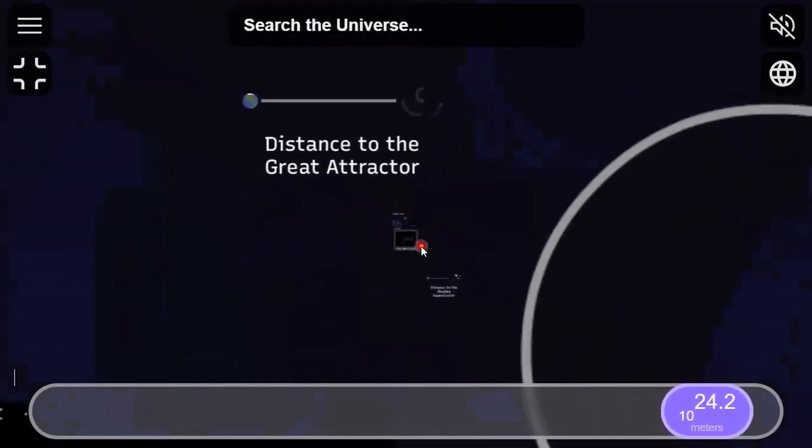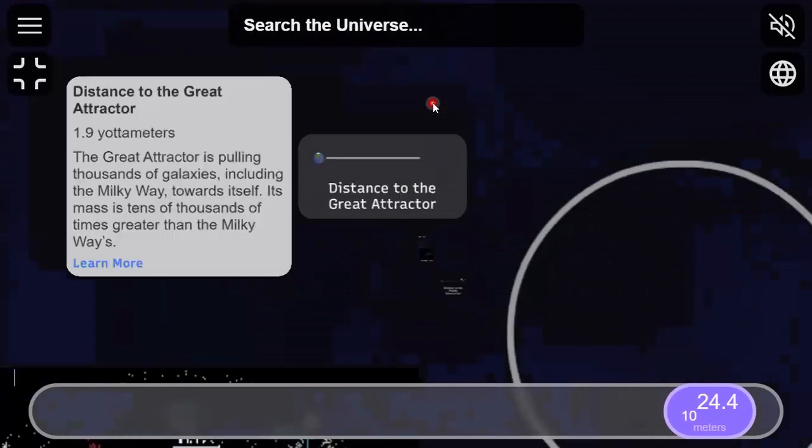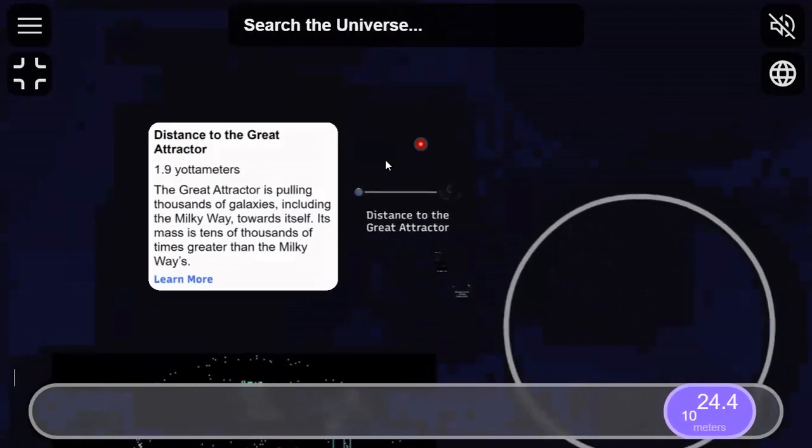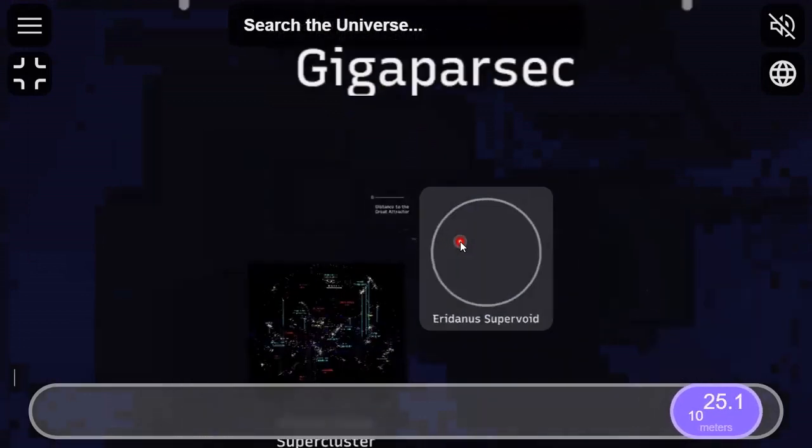Distance to the Great Attractor, pulling thousands of galaxies, including the Milky Way, our galaxy, toward itself. Its mass is tens of thousands of times greater than the Milky Way. How amazing.